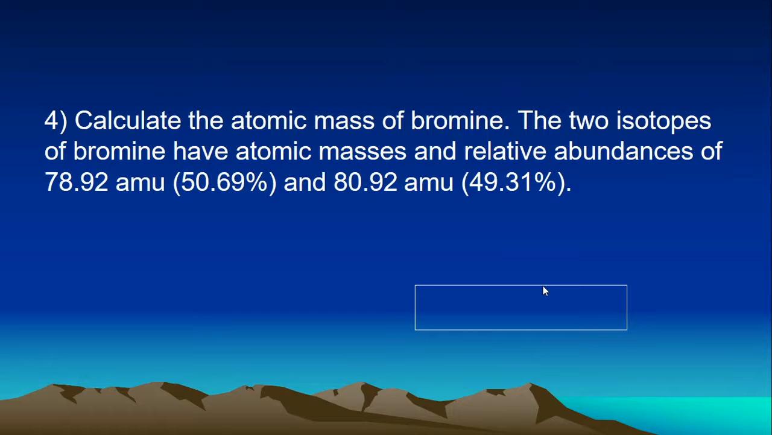Last problem. I'm just going to give you the answer. If you cannot come up with the answer by doing the problem work yourself, just see me at office hours. Calculate the atomic mass of bromine. We're trying to find the atomic mass of bromine. And you should sort of know what it is just by looking at the numbers. It says the isotopes of bromine have atomic masses and relative abundances of the following. So we're going to calculate it.